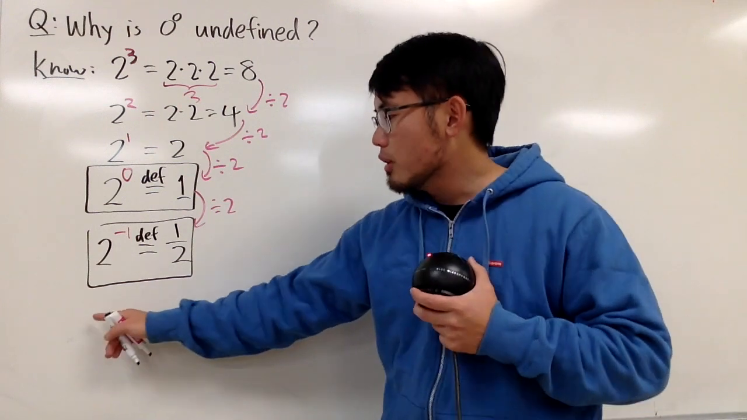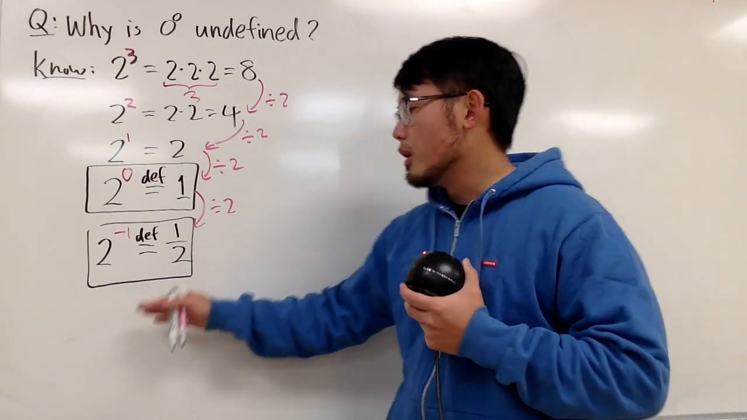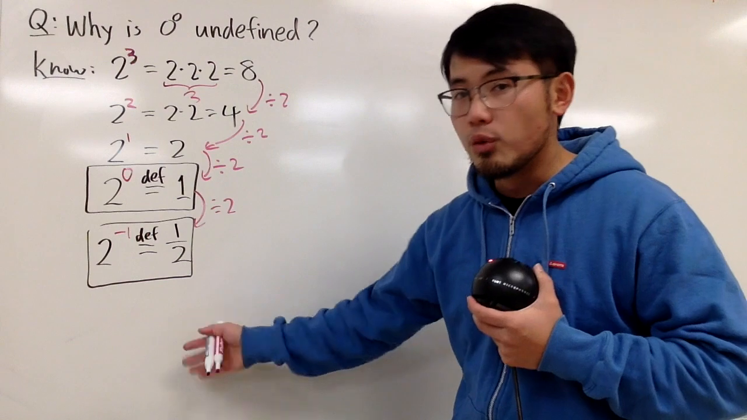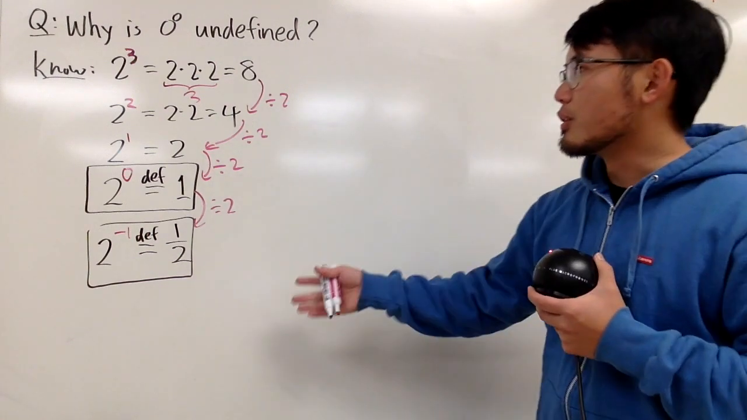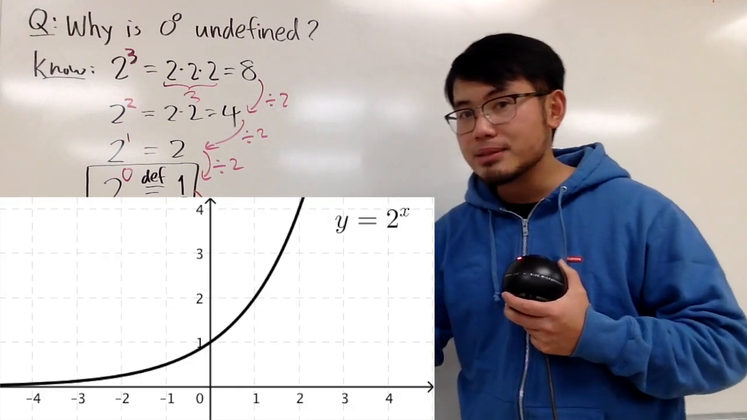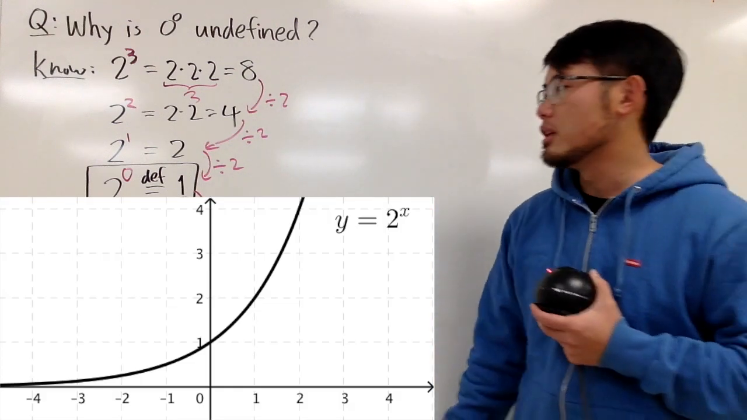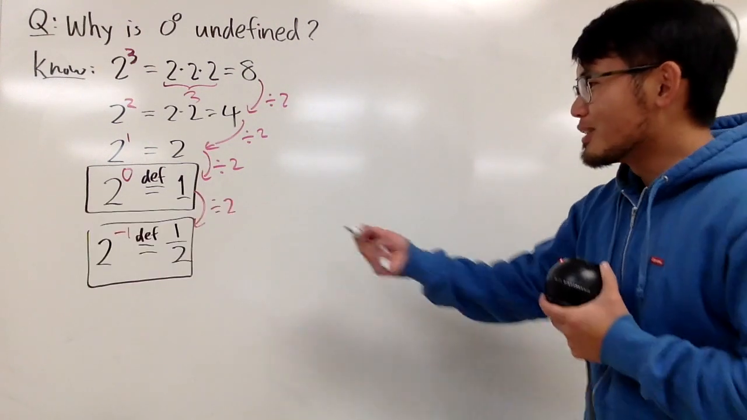And in fact, you can keep on going. For example, 2 to the negative 2 power, you define that to be 1/4 because you have to divide by 2 again on the right-hand side. And you do this so that you can actually graph 2 to the x as a continuous function, which is really nice. All right, so that was just a nice review.